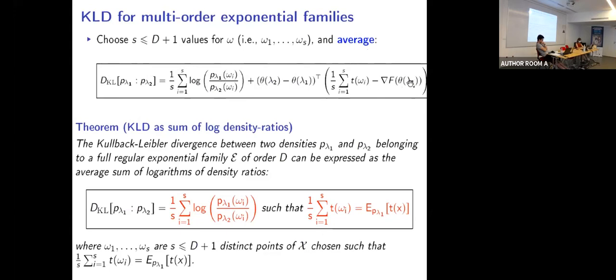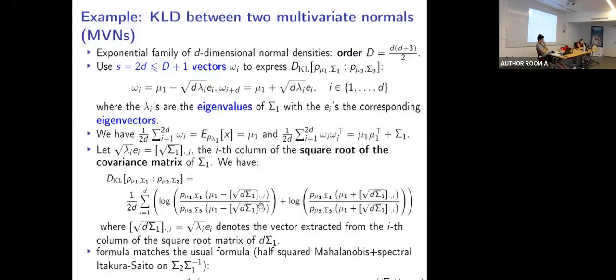And now what we need to do is to make this term equal to 0. So that means that we need to choose our sigma points here, such that the average of the sufficient statistic at the sigma points equals the expectation here of the sufficient statistics for lambda 1. And if we do that, then the KLD can be expressed as the average of a log density ratio.